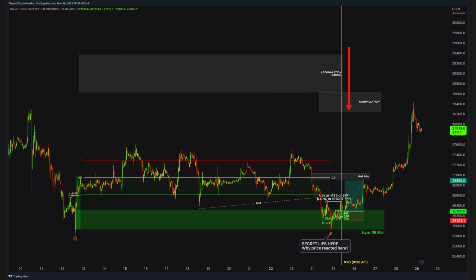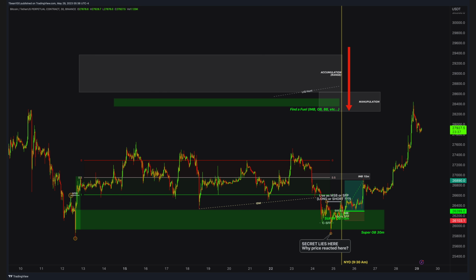After that, manipulation comes. Price makes a sudden drop from 27K to 26K, and people have no idea about the manipulation. First of all, price clears many stop losses in this area and finds itself a proper strong demand.